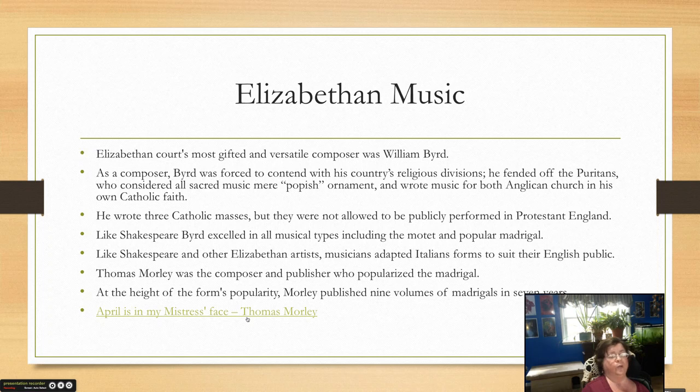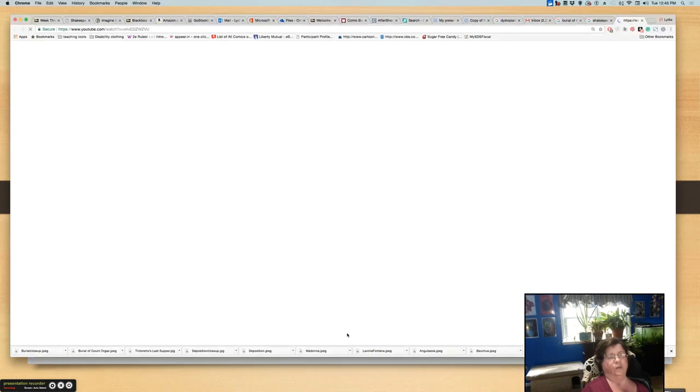Like Shakespeare, Byrd excelled in all musical types, including the motet and the popular madrigal. Like Shakespeare and other Elizabethan artists, musicians adapted Italian forms to suit the English public. Thomas Morley was a composer and publisher who also popularized the madrigal. At the height of the form's popularity, Morley published 9 volumes of madrigals in 7 years, and here's one of Morley's most famous.